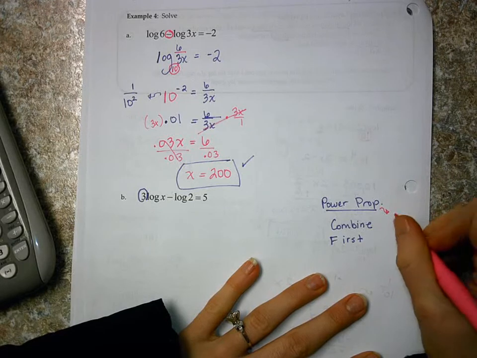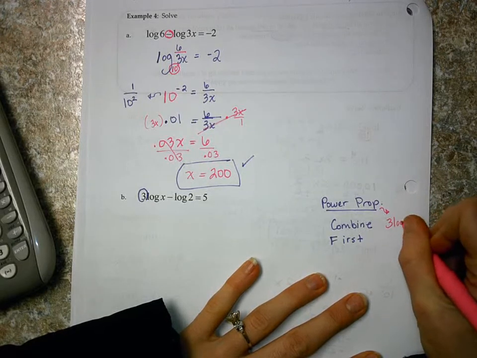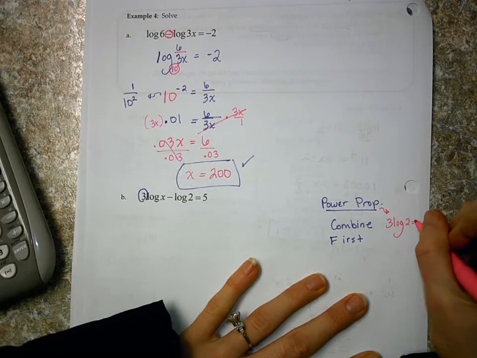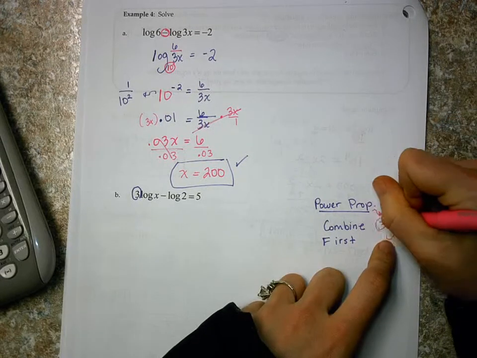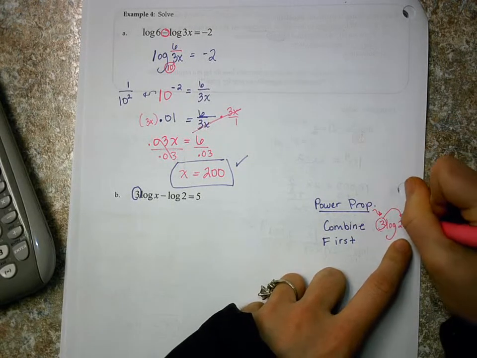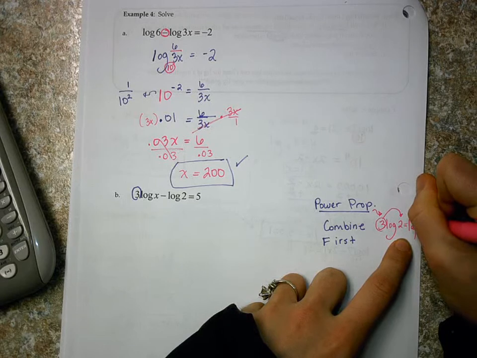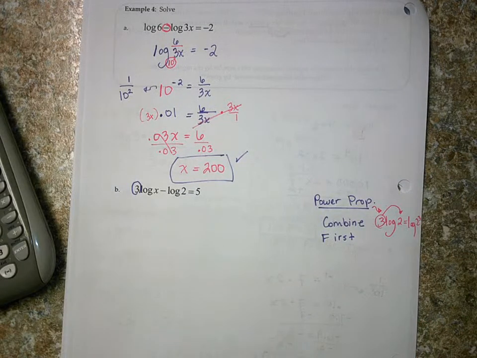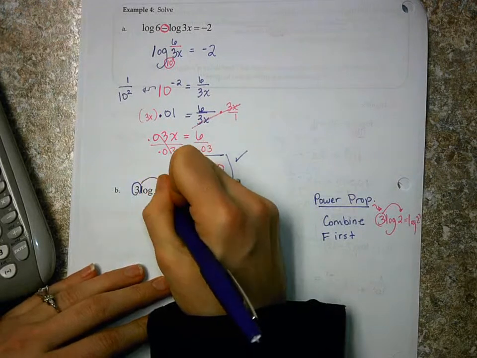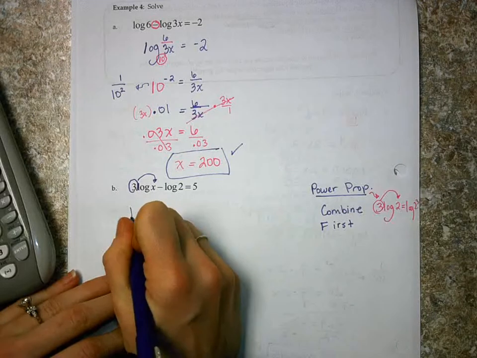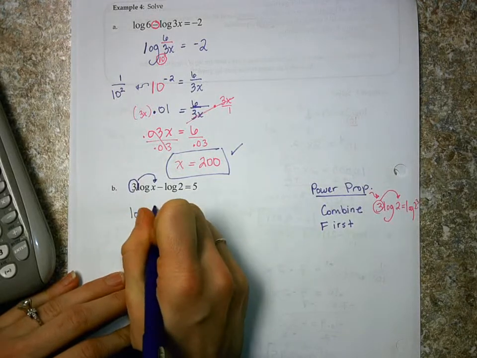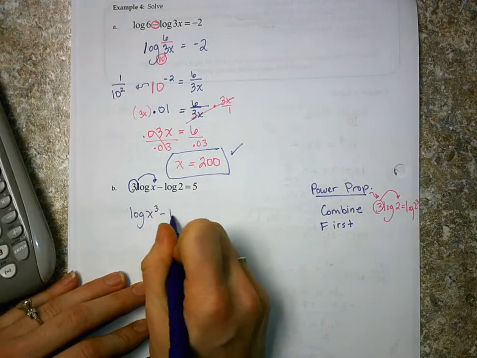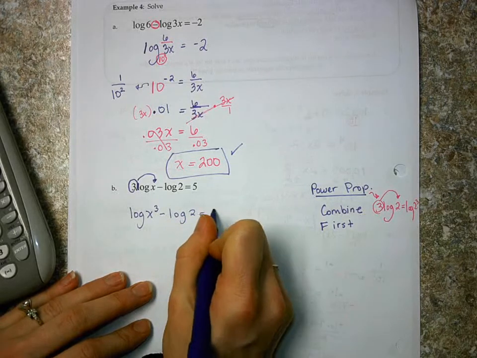Here's an example of what it looks like. 3 times log of 2 is the same as, we make it back into a power, log of 2 cubed. Okay, so there's that power property. I'm combining, I need to use it first. So I take that 3, raise it back into a power for the x. So I have log of x cubed minus log of 2 is equal to 5.